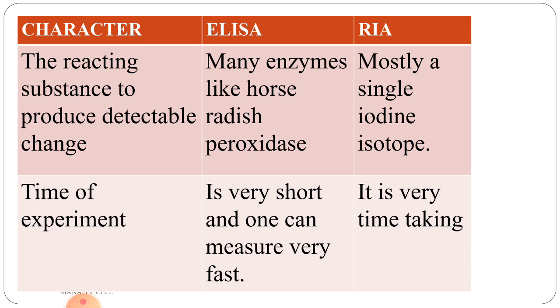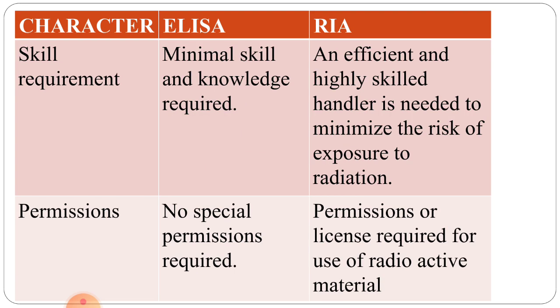the iodine isotope. The time of experiment for ELISA is very short and one can measure very fast, whereas radioimmunoassay is very time-consuming. The skill and knowledge required for ELISA is very little, whereas for radioimmunoassay an efficient and highly skilled handler is needed to minimize the risk of radiation exposure.